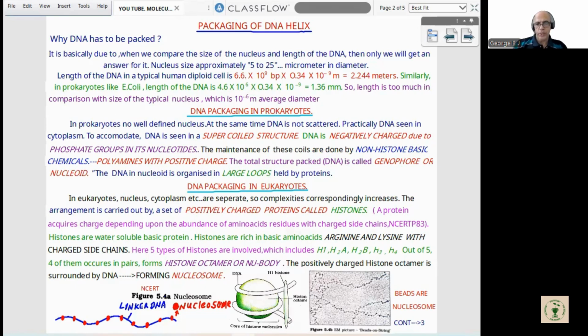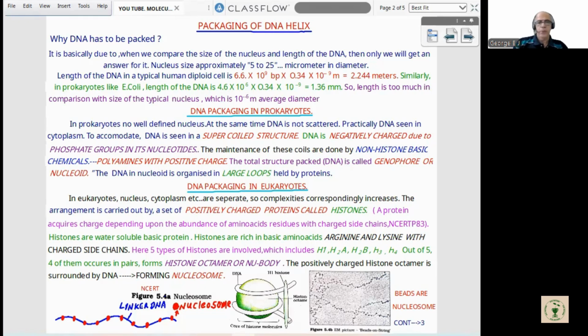Prokaryotes, since they have no nucleus, how is it accommodated? That is by supercoil structure. DNA is negatively charged due to the phosphate groups in nucleotides. The maintenance of these coils is done by non-histone basic chemicals, polyamines with a positive charge, so DNA is negative and this one positive. The total structure is called genophore or nucleoid. The DNA in the nucleoid is organized in large loops held by protein.